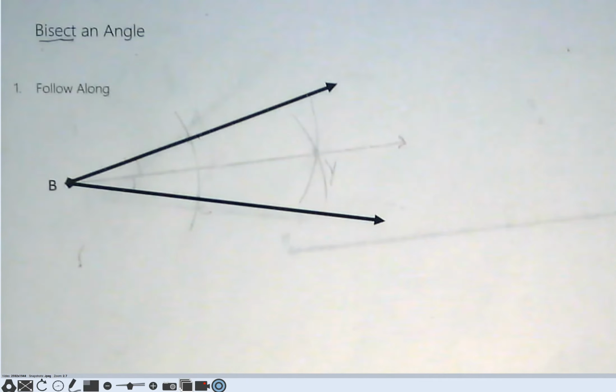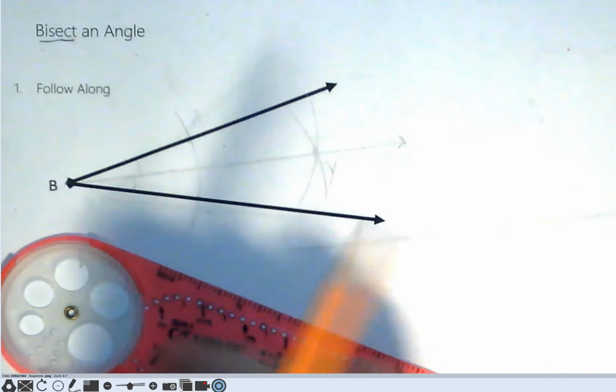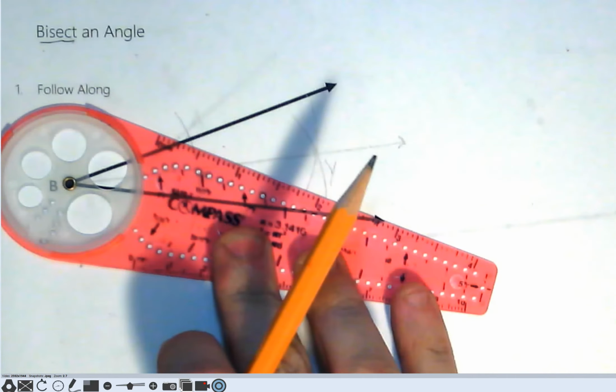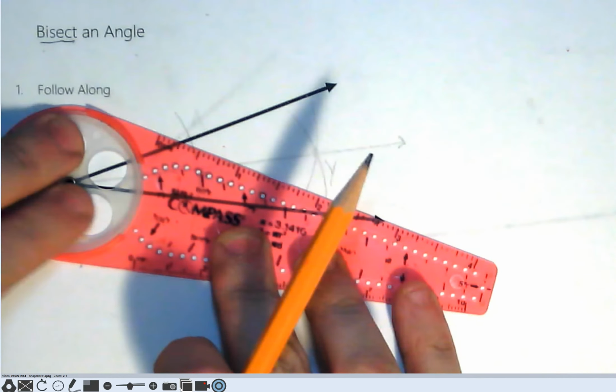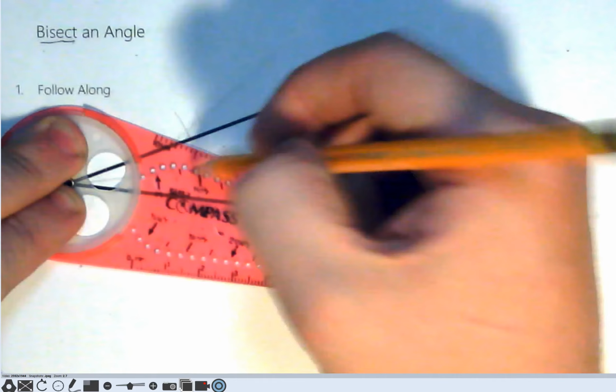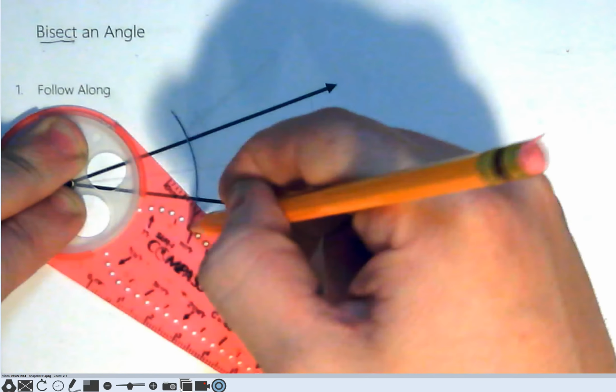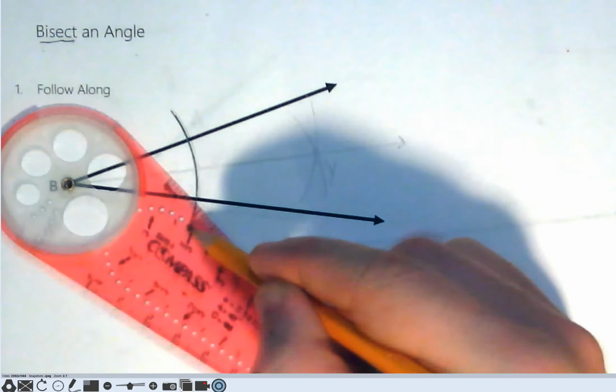To do that, the first thing you need to do is draw an arc that goes through both sides of the angle. To draw that arc, we're going to put our compass center on point B. Then we're going to pick a hole that we can draw an arc with that'll go through both sides of the angle. So I picked that hole, and I'm going to draw that arc.